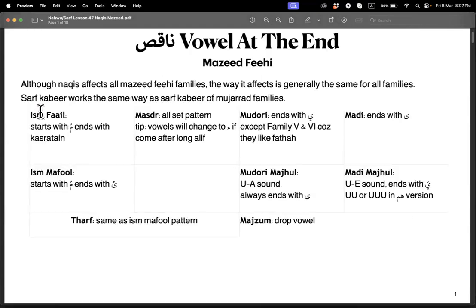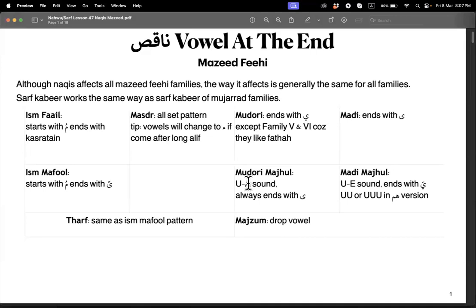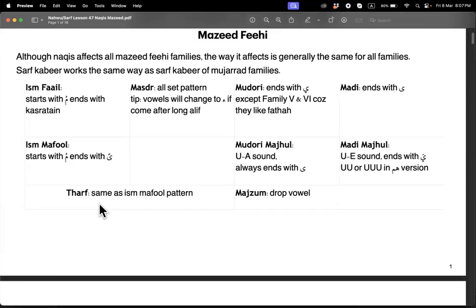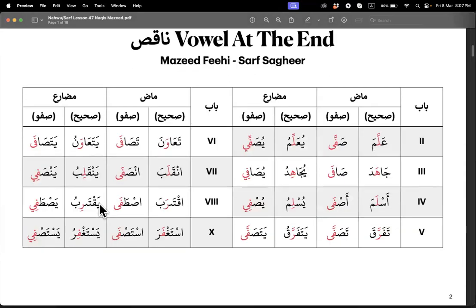And then the amr is still your normal pattern, so you just have to follow that pattern. Ism faail is still with mim, but it ends with kasratain, just like our mujarrad also. We'll come to that also. And then madi majhul is still like before, and mudari majhul too, and ism maful and zarf are basically going to be the same. Okay, so let's do it one by one, inshallah.